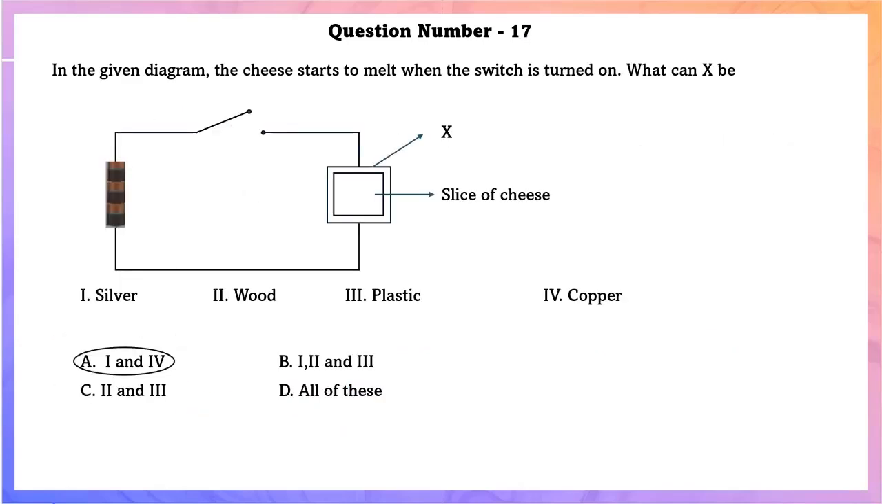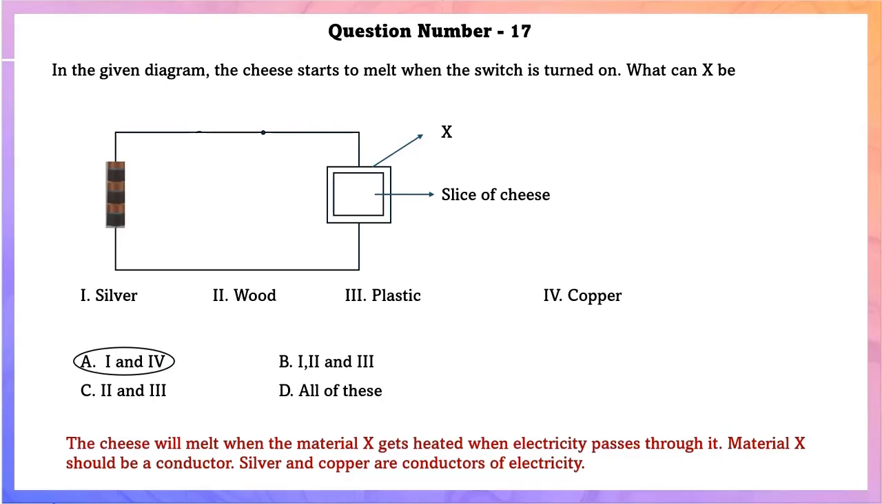Question number 17. In the given diagram, the cheese starts to melt when the switch is on. What can X be? The cheese will melt when the material X gets heated when electricity passes through it. Material X should be a conductor. Silver and copper are conductors of electricity. So the correct option is option number A.